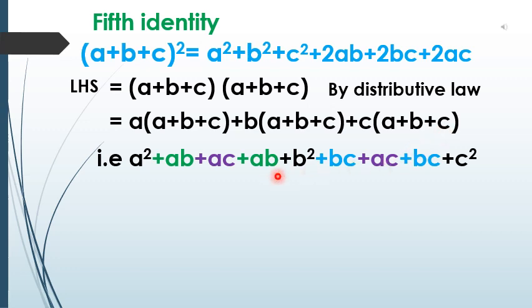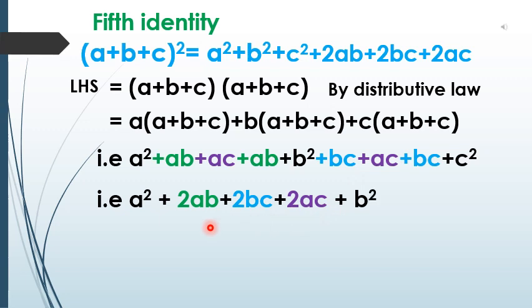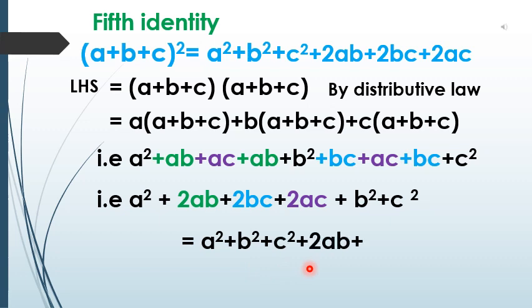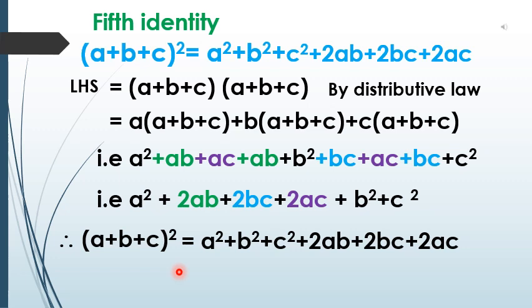Now we should add the like terms, that is a square plus 2ab plus 2bc plus 2ac plus b square plus c square. That is equal to a square plus b square plus c square plus 2ab plus 2bc plus 2ac. Therefore, (a plus b plus c) whole square is equal to a square plus b square plus c square plus 2ab plus 2bc plus 2ac. I hope now you know how to derive the formula.